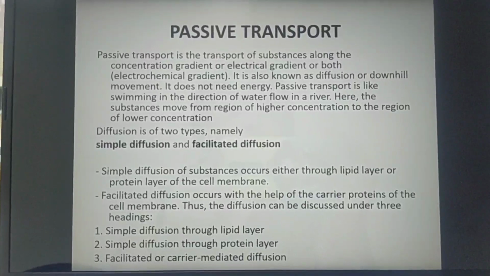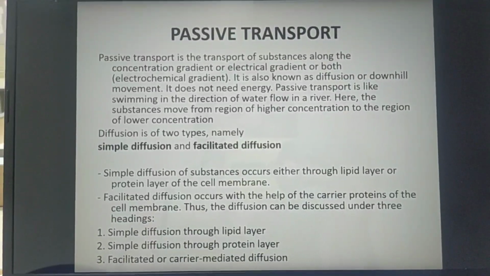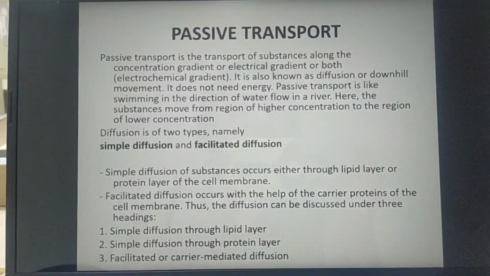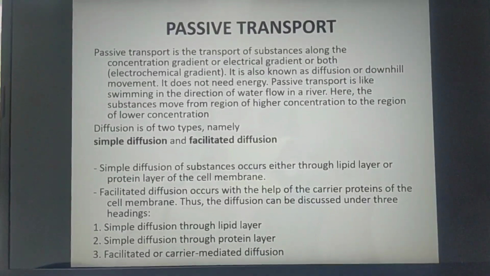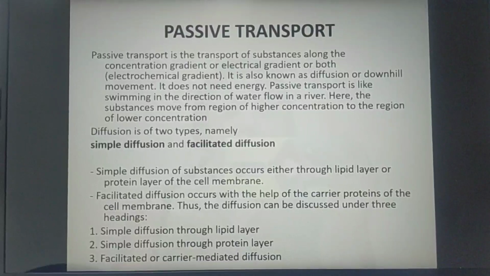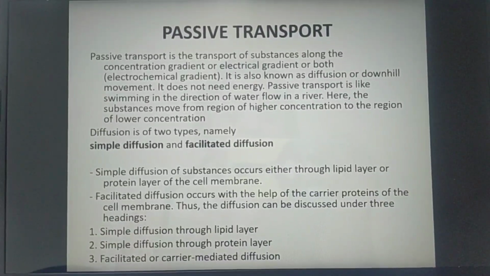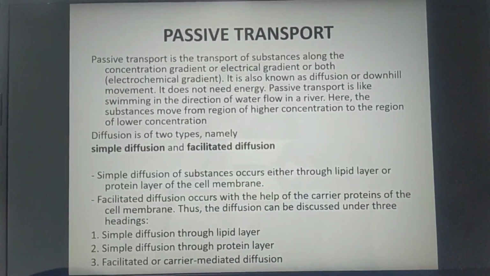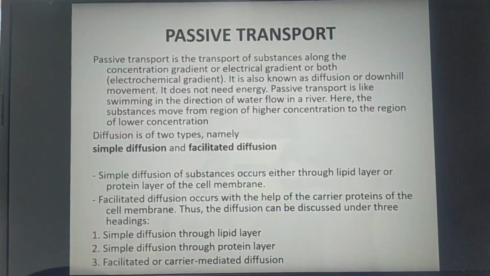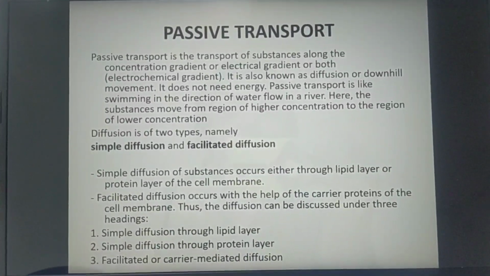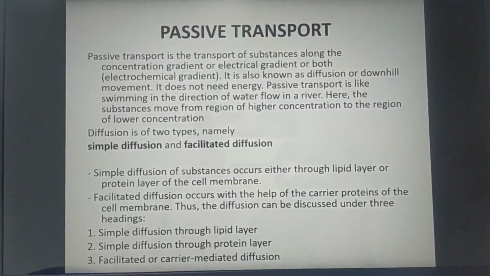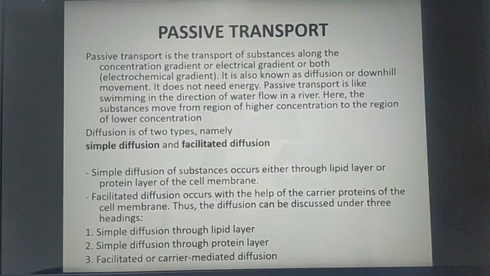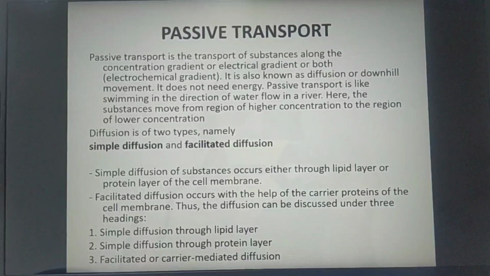We will talk about the concentration gradient and electrical gradient in our further lectures. It is also known as diffusion or downhill movement. It does not need energy. Passive transport is like swimming in the direction of water flow in a river. Here the substances move from the region of higher concentration to the region of lower concentration.